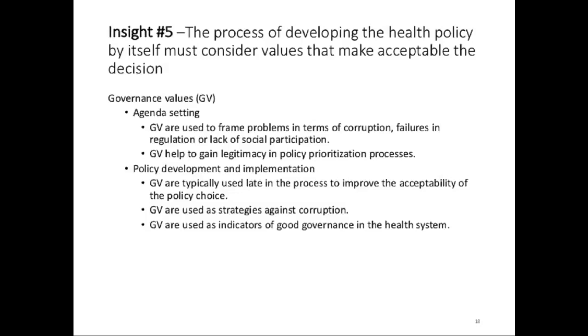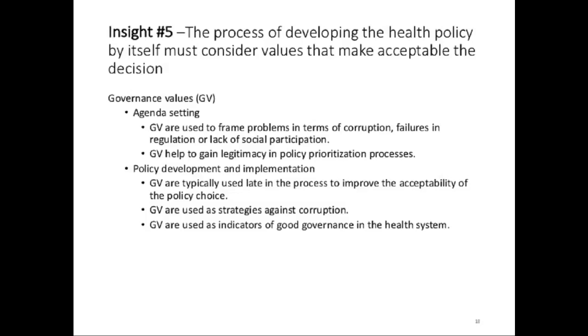For example, in Latin America, we identify corruption as a problem in many documents. So stakeholders and citizens and patients would like to see in the policy process a more transparent way to make the decisions, and this value should be included in every policy process that is considered.